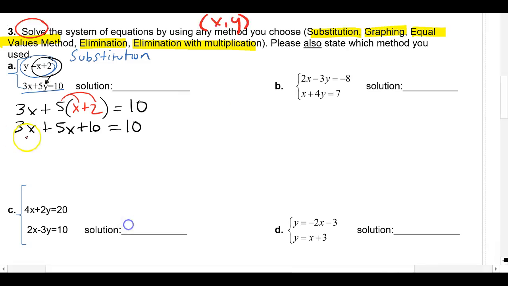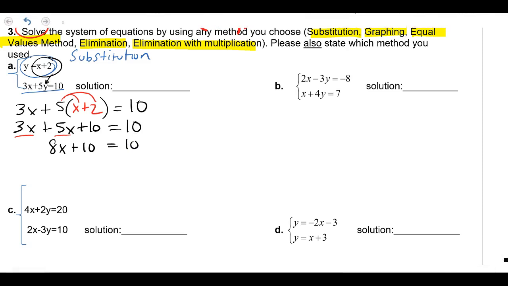Now, let's see if we can simplify this left side, because we have 3 different numbers here. Well, here I have a 3x, a 5x, and a 10. I notice that the 10 doesn't have an x, so I cannot add it to either the 3x or the 5x, but the 3x and the 5x, I can add those together. So then that will be 3x plus 5x is 8x, and then we still have a 10, and all equals 10.